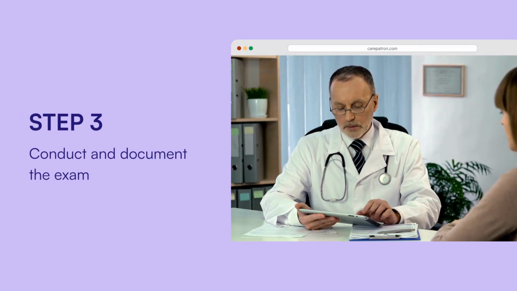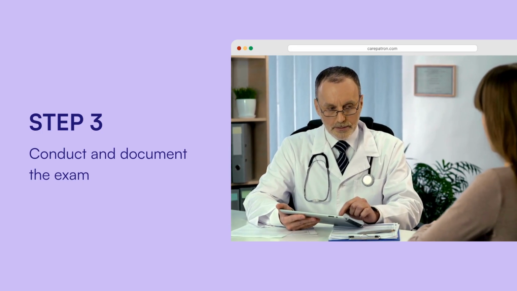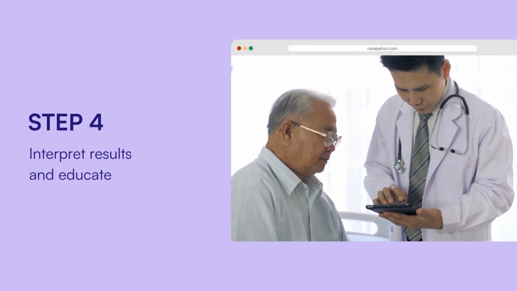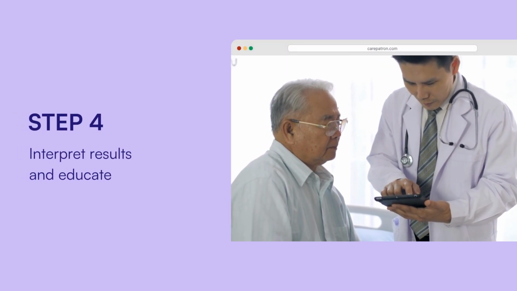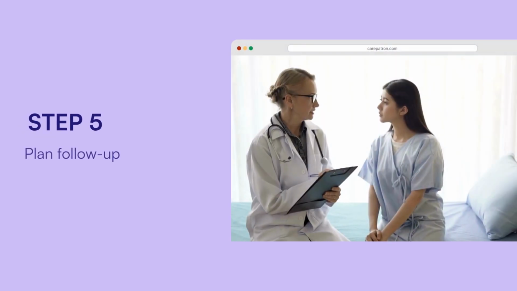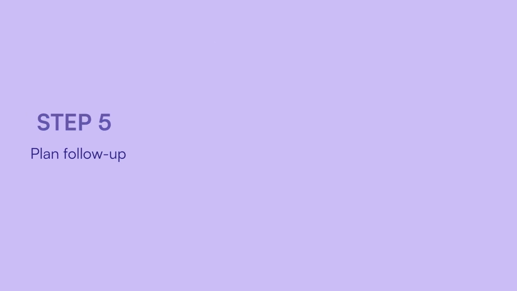Step 3. Conduct and document the exam. Use the checklist to assess relevant body systems and record findings clearly and thoroughly. Step 4. Interpret results and educate. Review outcomes, identify concerns, and educate the patient on health risks or needed changes. Step 5. Plan follow-up. Schedule tests, refer specialists, and set health goals based on exam findings.